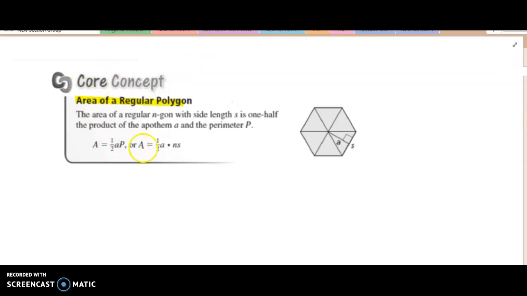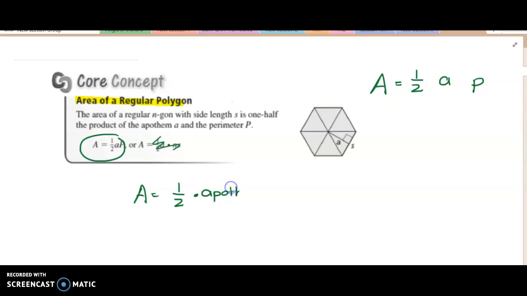All right, so the area of a regular polygon. I never teach it this way, I always just teach it here. So the area of a regular polygon equals 1/2 times A times P, or area equals 1/2 times the apothem times the perimeter.